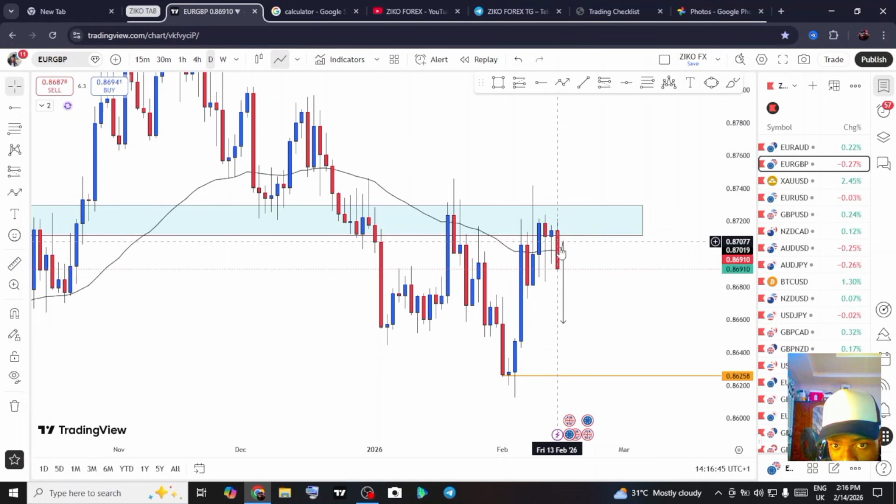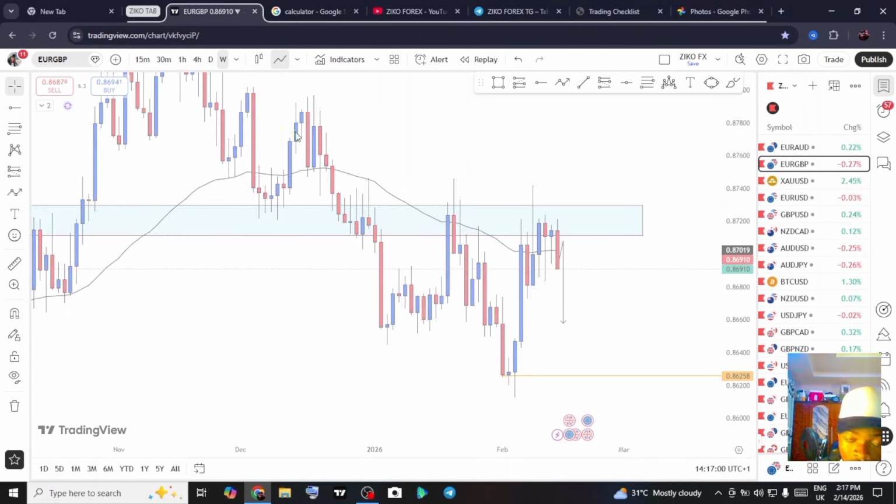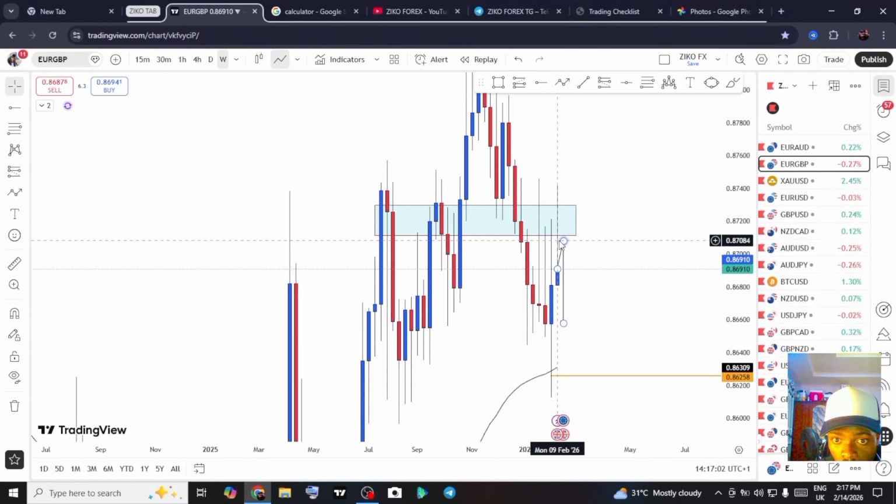Again, you can also see that on the daily time frame, we have a very strong engulfing candle, right? So this last day, which was on Friday, we had an engulfing candle, which shows a rejection from this area of interest. So that's what I can see. Weekly time frame also has had multiple rejections from that same area of interest, as you can see.